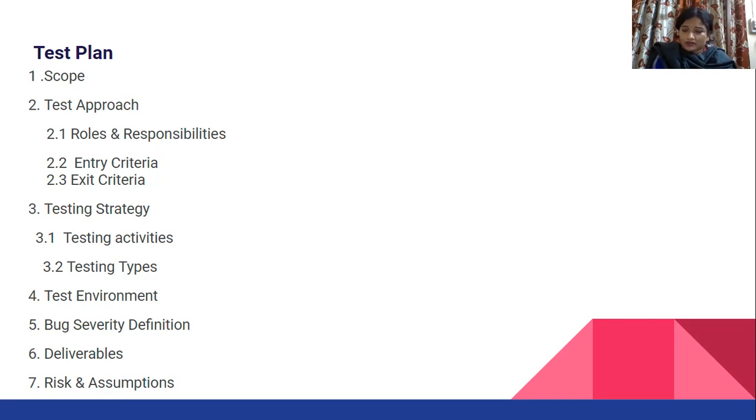Then the last one is risk and assumptions and the mitigation plan. That is all the risks and assumptions we have assumed in the whole testing process. Like always, this kind of risk is there, that the developer team may not have released the release notes with each build to the testing team. So the testing team may not be aware of the changes or the new features that have been added. This kind of risk is always there.